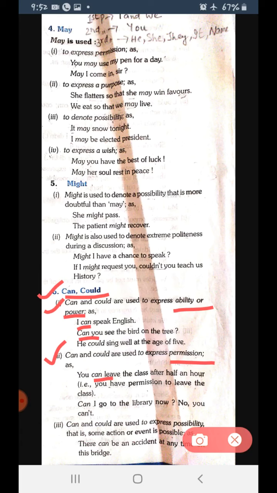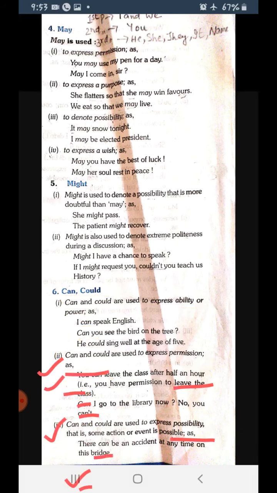Next example. Can I go to the library now? No, you can't. So here "can" shows permission. I am asking for permission if I can go to the library now, but I am denied. No, I can't. That means I am being denied.